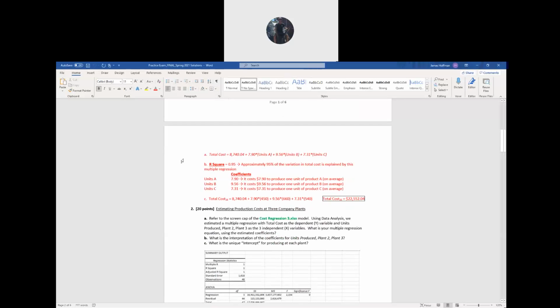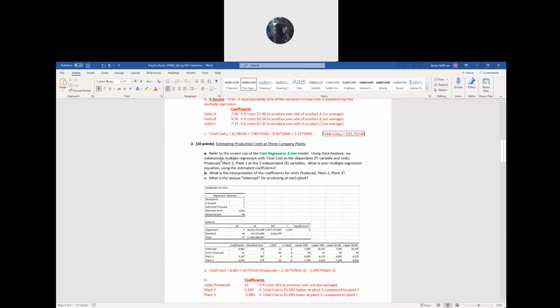All right. Let's go over number two. And number two is going to be another multiple regression. And this one was estimating production costs at 3 different plants. So here we had the binary variables, and this was equivalent to the exercise we did with the cost regression 3. So 20 points, number 2, estimating production costs at 3 company plants.